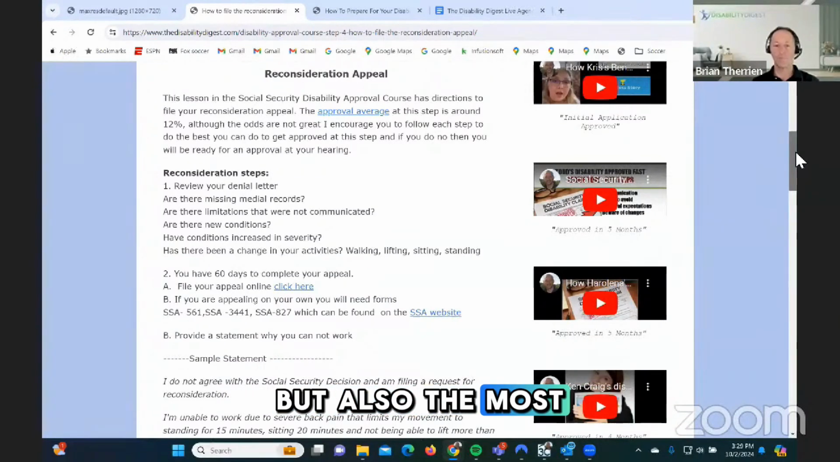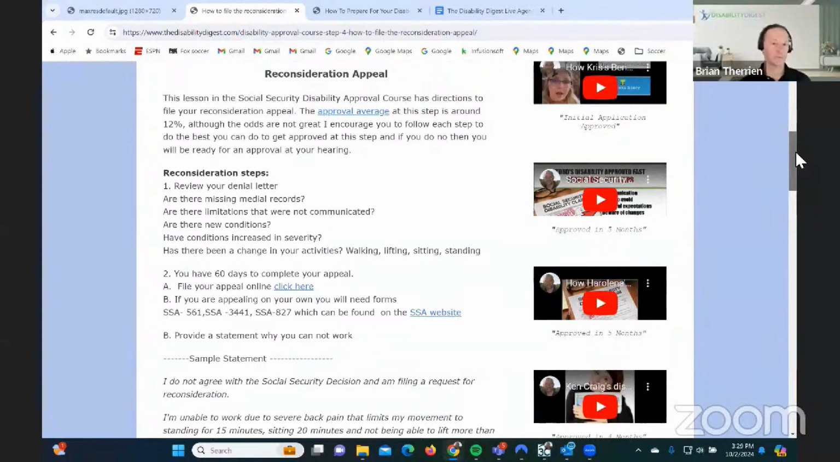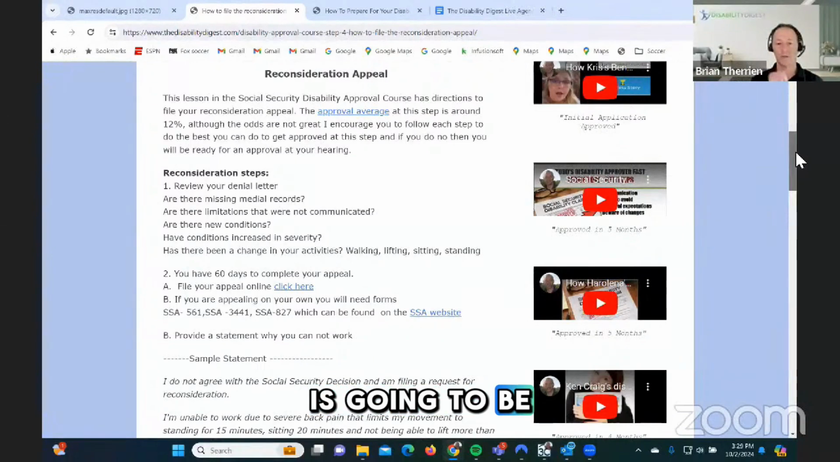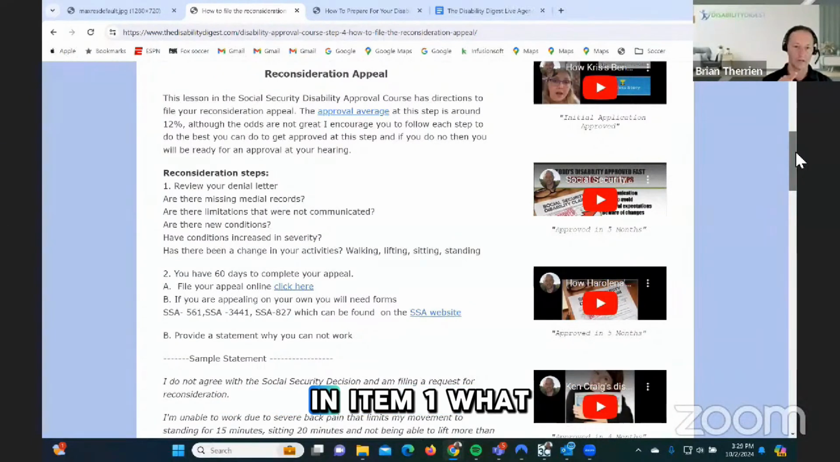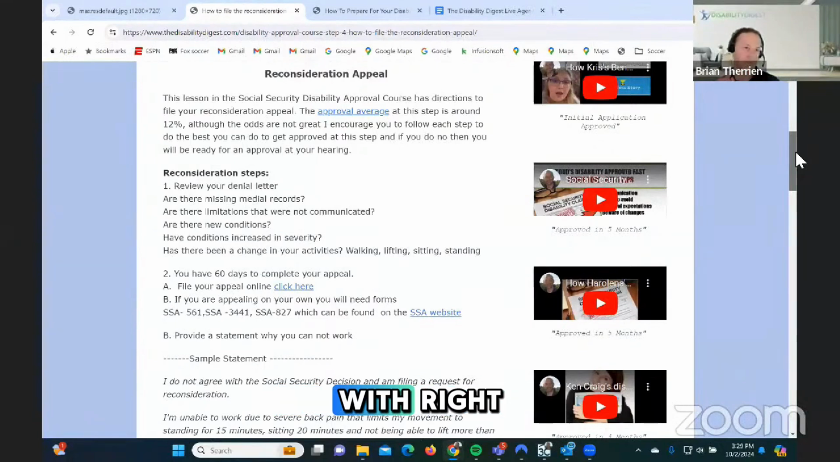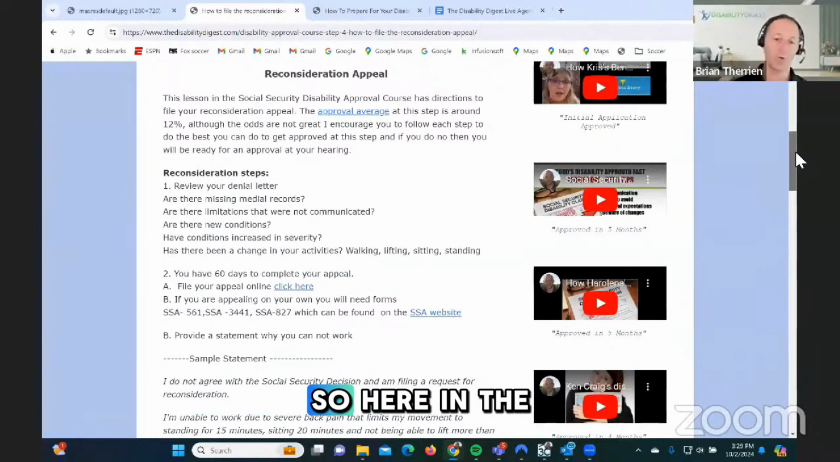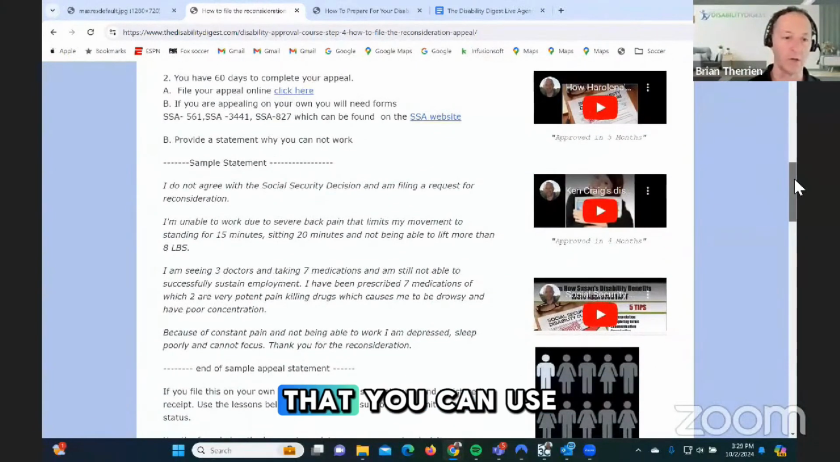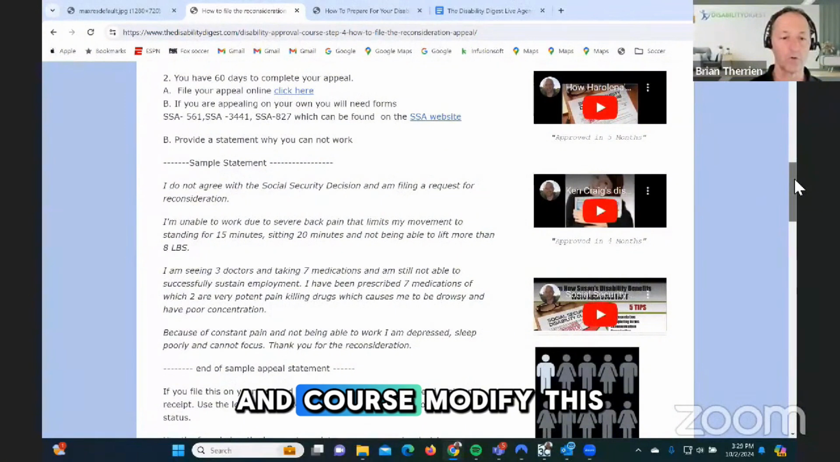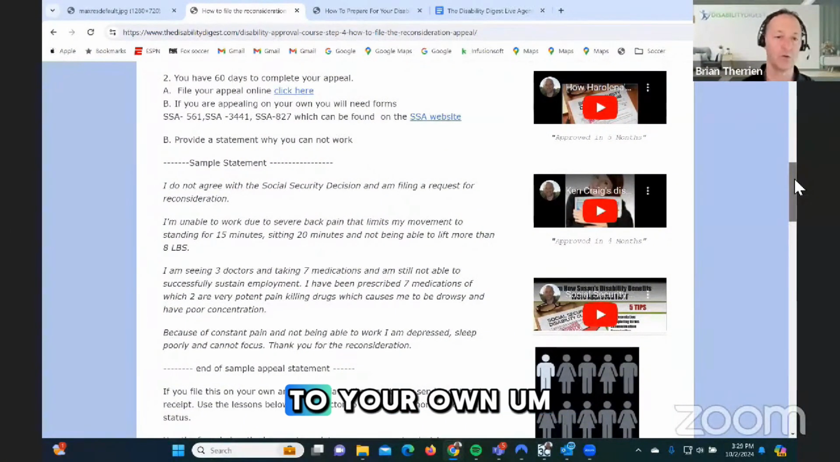But also the most important part of your appeal is going to be your statement. And the statement is based on the information that we have discussed in item 1, what you do not agree with, right? Remember, you're looking to find fault. So here in the course is a sample statement that you can use. And of course, modify this to your own case.